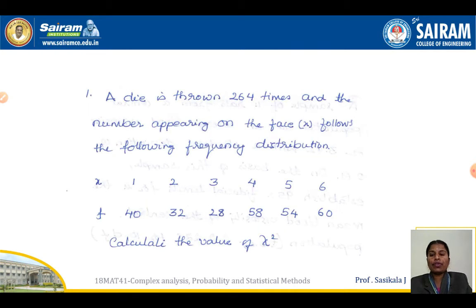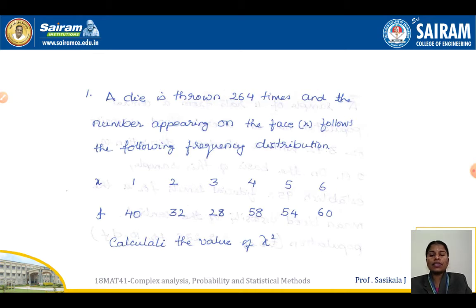Okay. So, we'll go for the first question. A dice is thrown 264 times and the number appearing on the face X follows the following frequency distribution. The number appearing on the face of X, that means on the faces 1, 2, 3, 4, 5, 6, with frequencies 40, 32, 28, 58, 54 and 60. Calculate the value of chi-square. The dice is thrown 264 times, so n is 264.